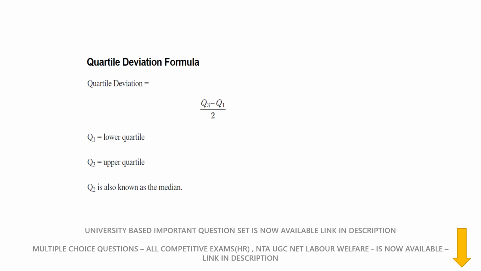Now comes the major thing: the quartile deviation formula. Here I have given a very simple formula: quartile deviation equals Q3 minus Q1 divided by 2, where Q1 is the lower quartile, Q3 is the upper quartile, and Q2 is also there, which is known as the median.